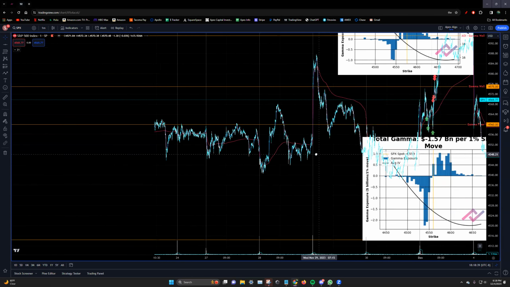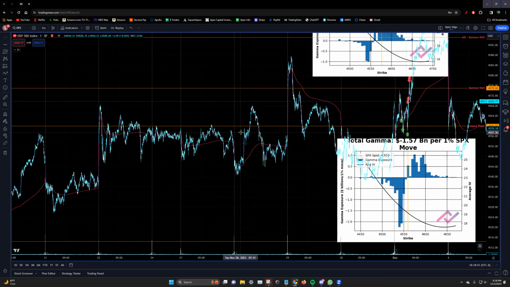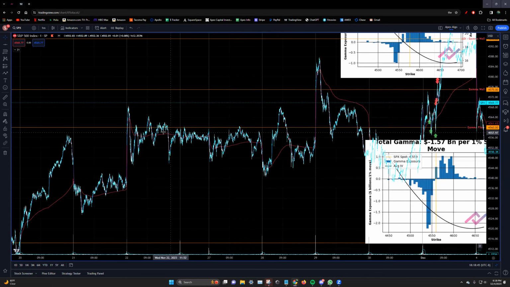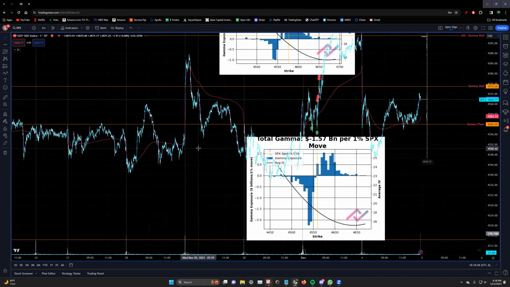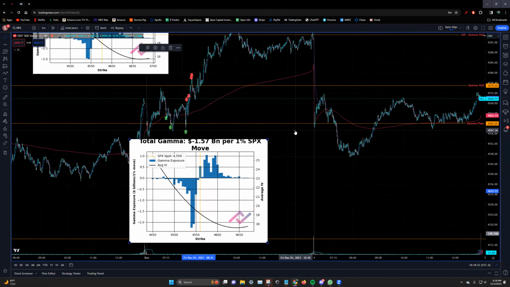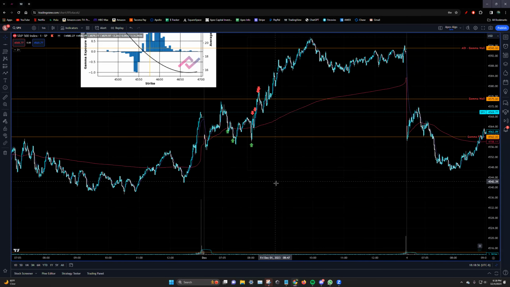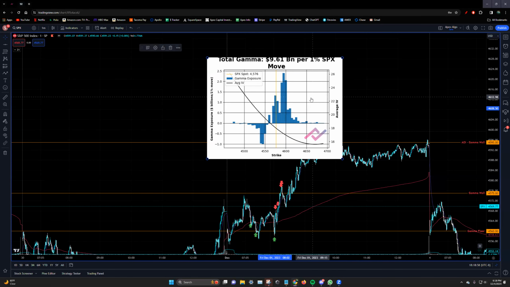Once again, I based it off of a lot of PA as well. There's heavy resistance right here. As you can tell, we rejected 60, we chopped around 60. So 60 was going to be a decent area to take entries on in terms of longs. Yeah, exit once again was based off of this one right here.